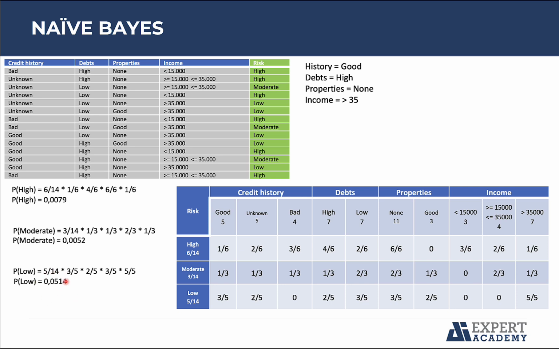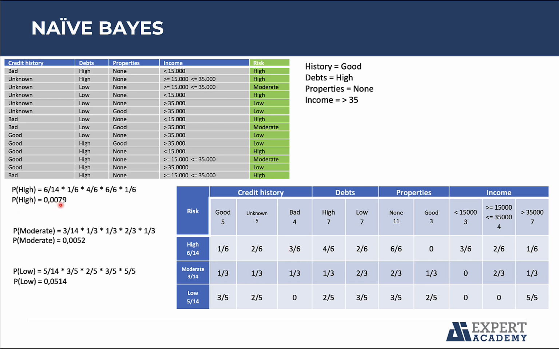This is the process of classification using this algorithm. The historical data is sent to the algorithm. A probability table will be created, and then when we need to classify a new customer, we just take the data about the customer and multiply the corresponding values.